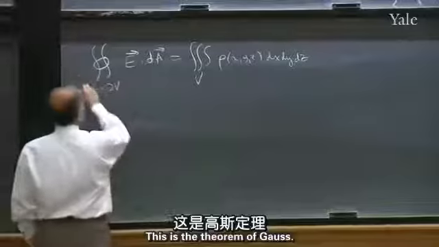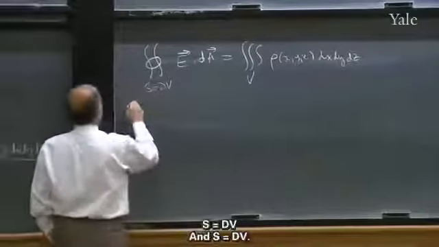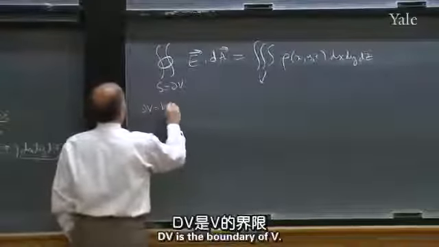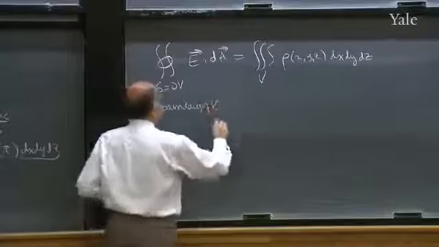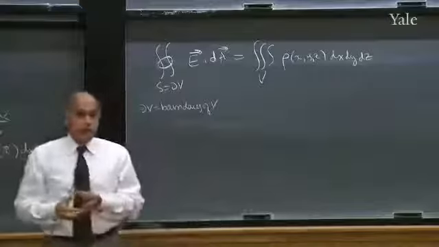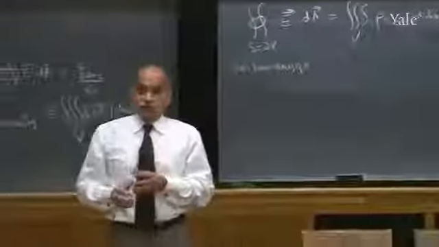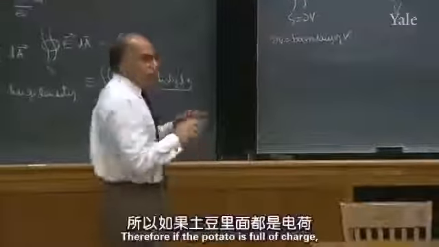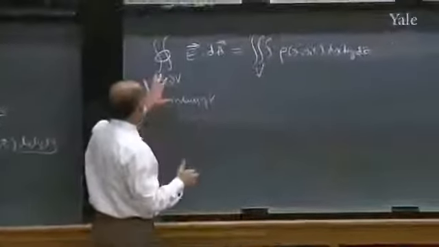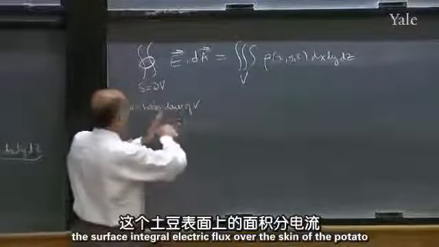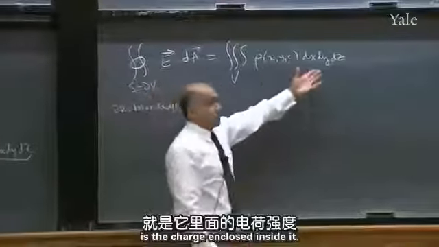This is the theorem of Gauss. And S equals dV. dV is the boundary of V. Now, in other words, if V is like a potato, the skin of the potato is dV. Therefore, if the potato is full of charge, it will emit some electric flux. And the surface integral of the electric flux over the skin of the potato is the charge enclosed inside it.